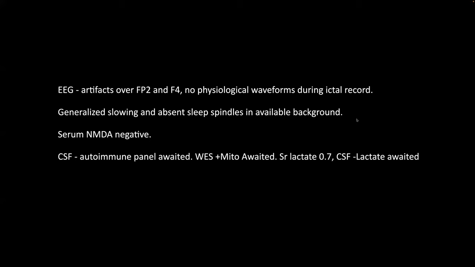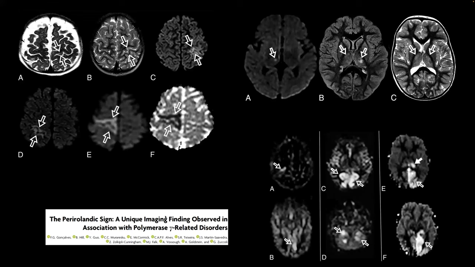So EEG picked up artifacts over FP2 and F4 with no physiological waveform during the ictal record. Interictal record could not be gotten because the child had complete seizures only. Whatever brief record there was, no sleep markers were there. It was a generalized encephalopathy, whatever short background we could visualize. Despite that lesion being in the superficial cortex, we could not pick up any epileptic discharges.